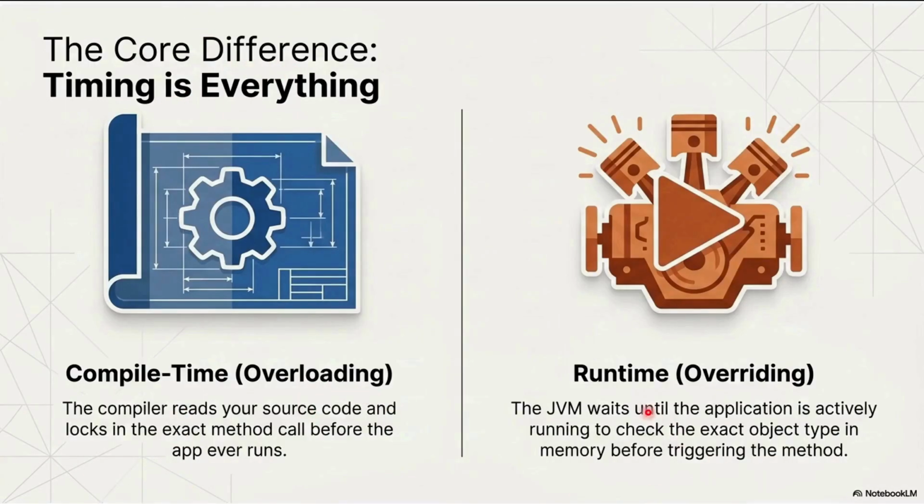The core difference: timing is everything. Compile time, overloading. Runtime, overriding. These are the 2 points that you should keep in your mind. When you talk about overloading, that's compile time, and when you talk about overriding, that's runtime. Over here the compiler reads your source code and locks in the exact method call before the app ever runs. And over here the JVM waits until the application is actively running to check the exact object type in memory before triggering the method. So this is done while the program is running. During that time, it is decided which method is to be called.